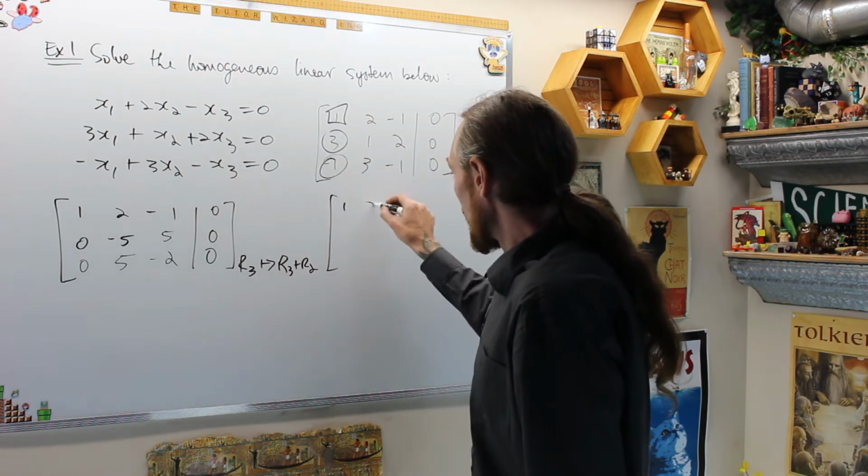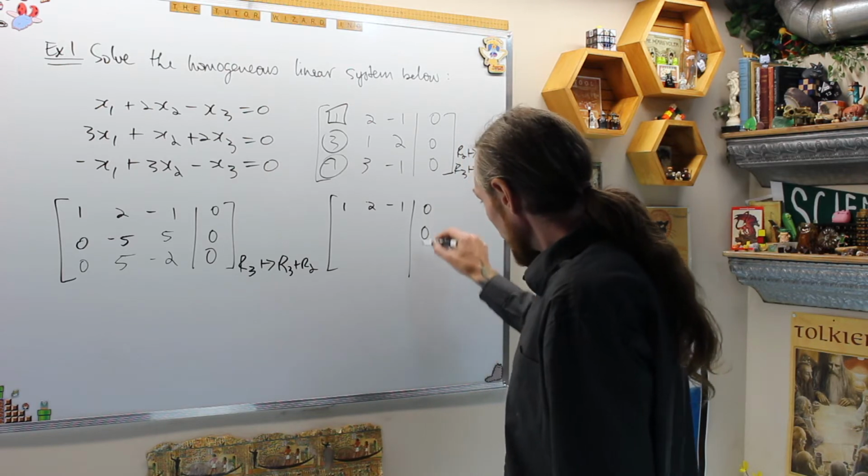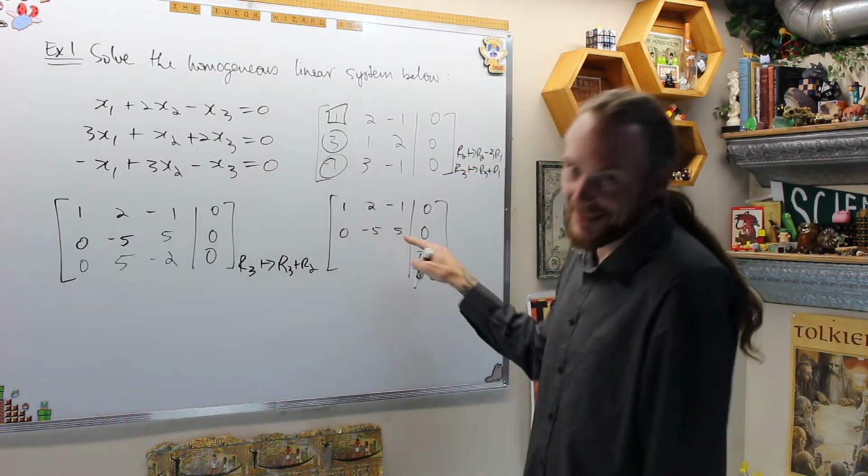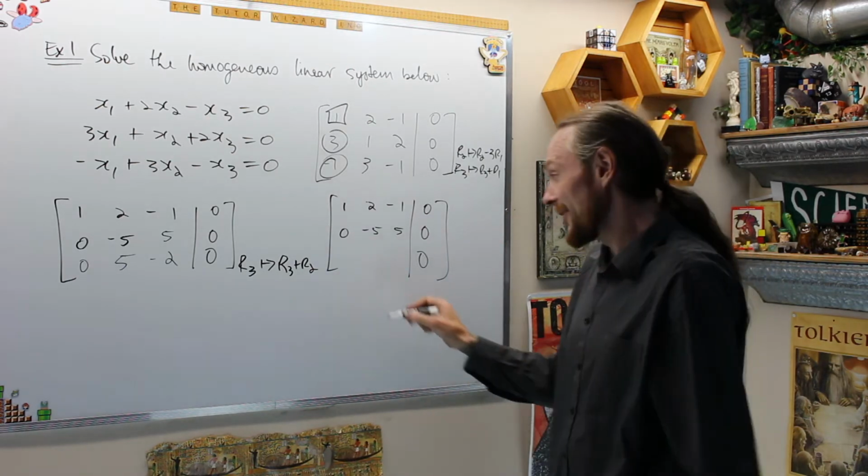And then I'm going to get 1, 2, negative 1, 0, 0, 0. And then 0, negative 5, 5. You can technically start being lazy and just get rid of that, but okay.